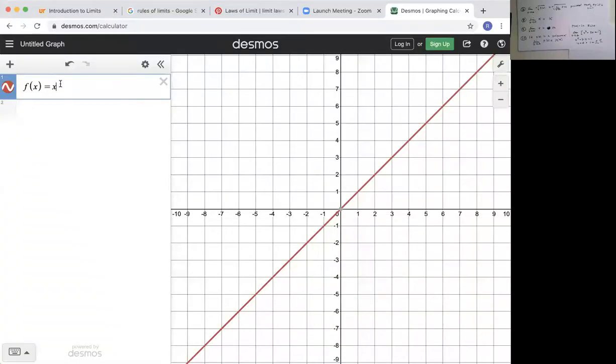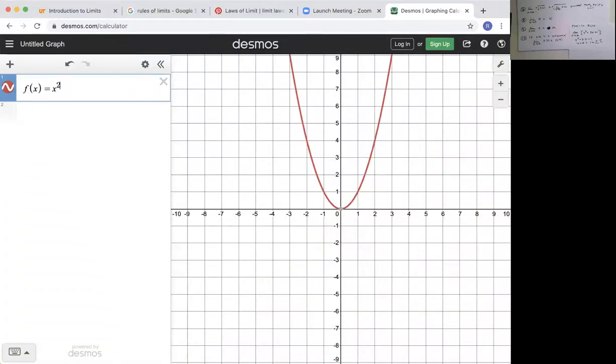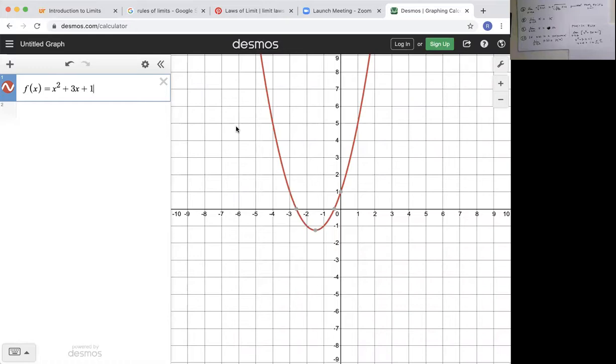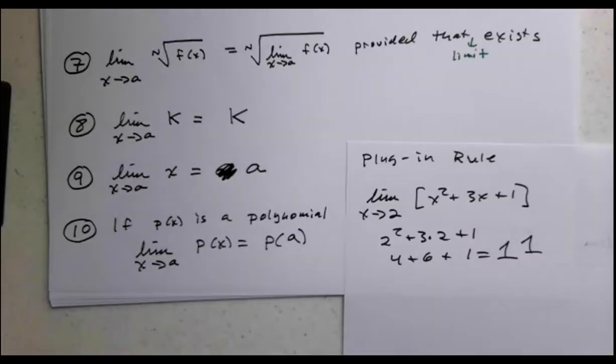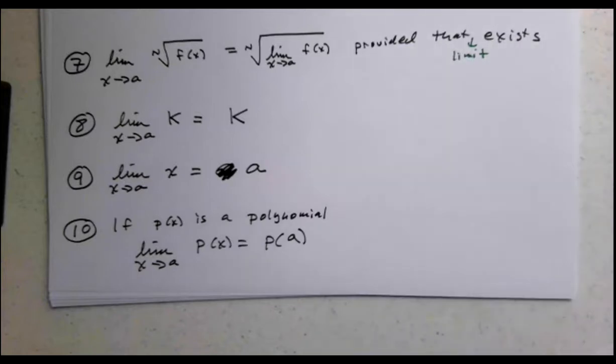So the function there is, again, x squared plus 3x plus 1. And we are getting closer and closer to 2. You can see indeed, as x gets closer and closer to 2, the y values get closer and closer to 11 from the left and the right. So those are our basic rules. We have 10 of them.